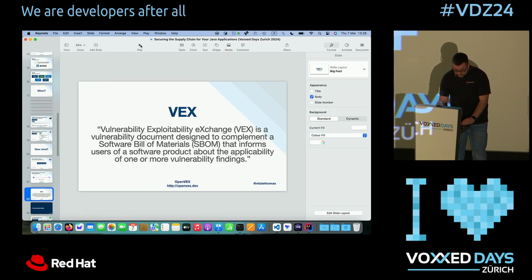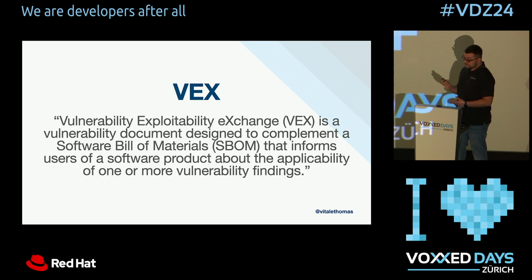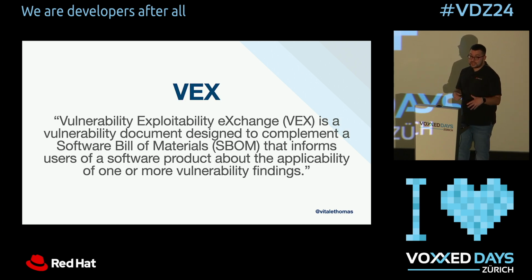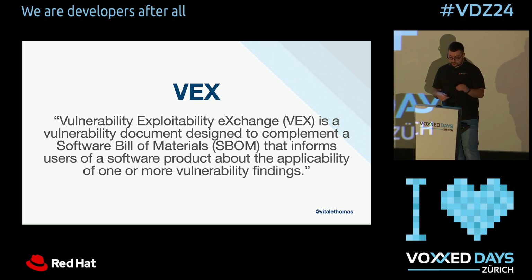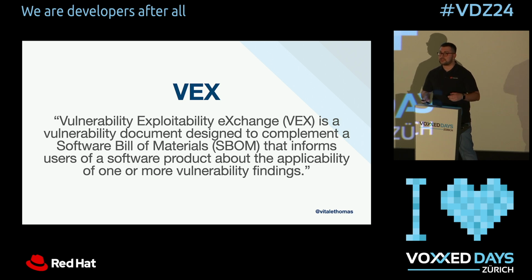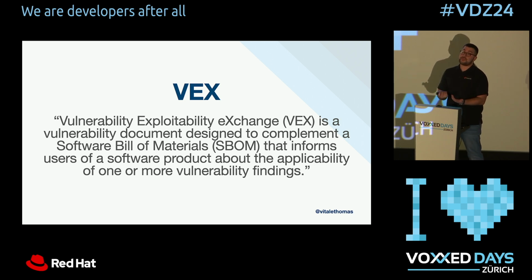And going back to the slides, VEX is a vulnerability exploitability exchange. So it's a vulnerability document designed to complement a software bill of materials that informs users of a software product about the applicability of one or more vulnerability findings. So it's not enough just to find the vulnerabilities. We have to do something with it. We can automate a few things.